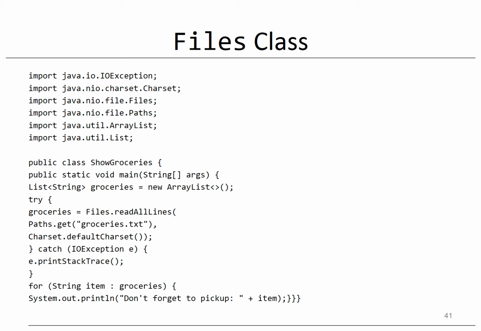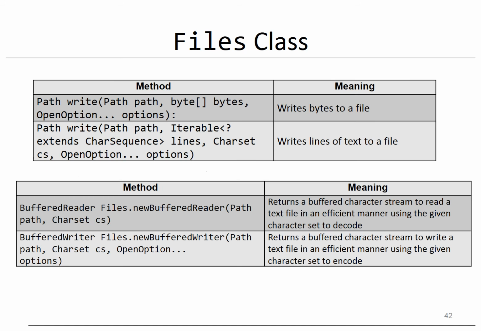Here you can see our earlier groceries example, but now worked out without streams but with the Files class instead. You can see that the code is easy to read and follow. Two methods exist to write all bytes or lines to a file, as you can see here. By default, both methods create a new file or overwrite an existing file.